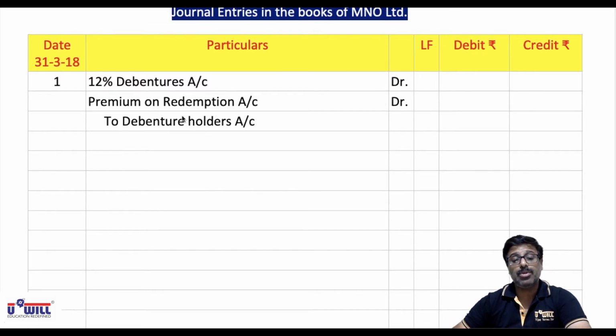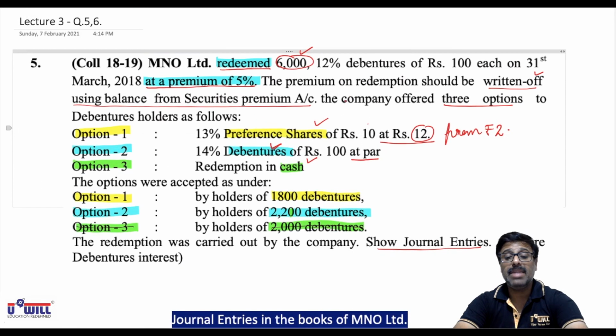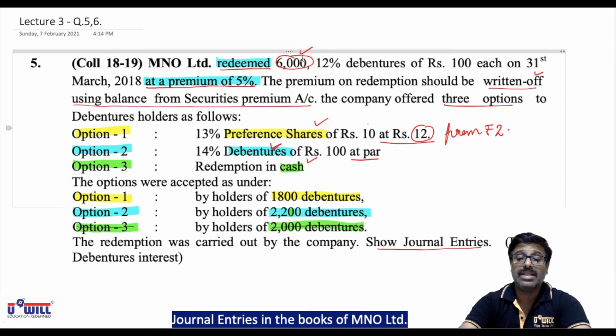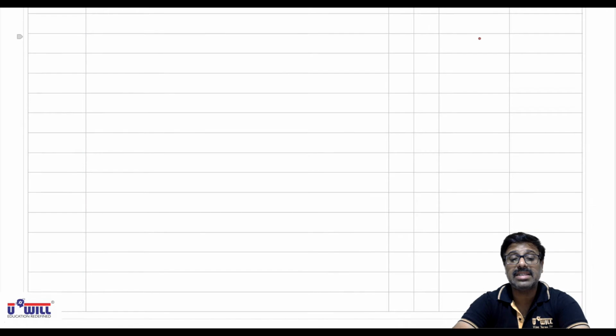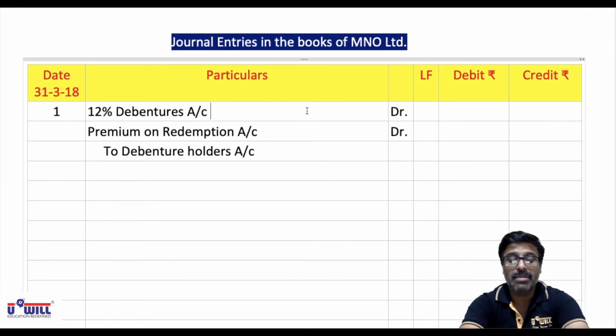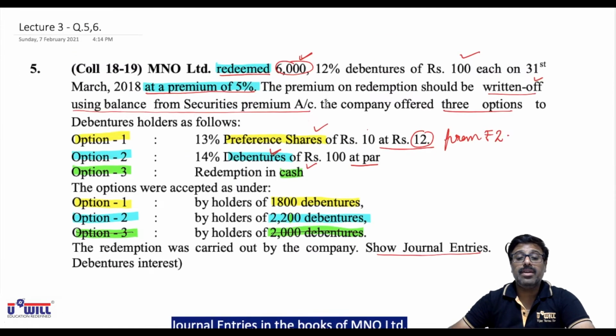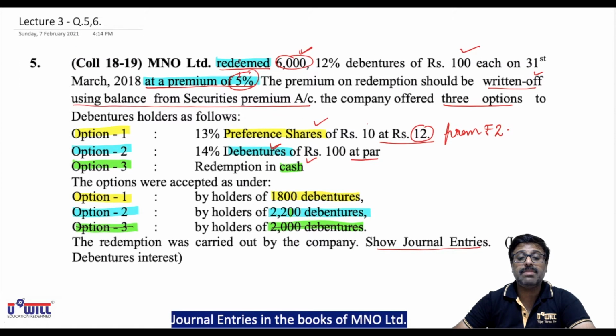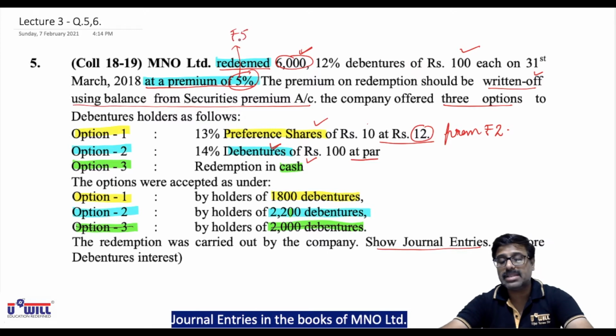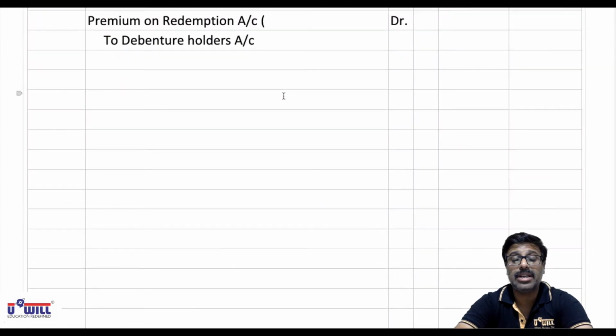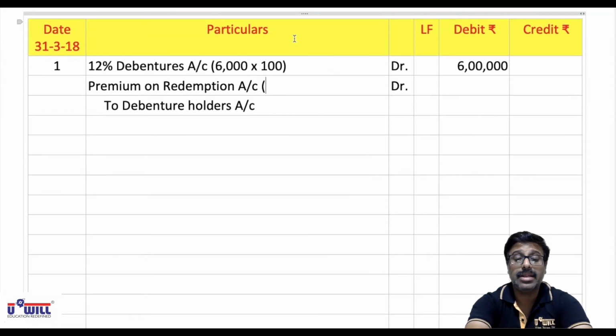An amount is payable to debenture holders, so credit the debenture holders account. Debentures are always taken at face value. All can see there are 6,000 debentures and 100 is the face value, so the debentures amount will be 6,000 into 100, that is 6 lakhs. And they are going to be redeemed at a premium of 5%. 5% premium means the premium here is 5 rupees. So for the same 6,000 debentures, the premium will be 6,000 into 5, that is 30,000.